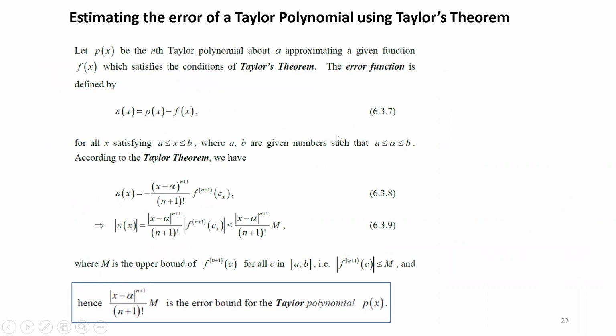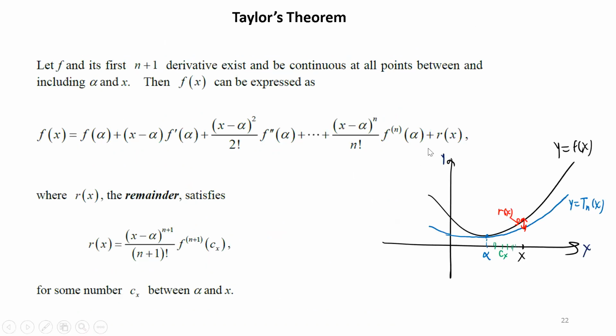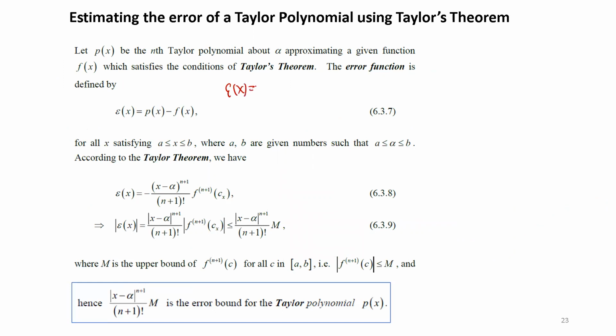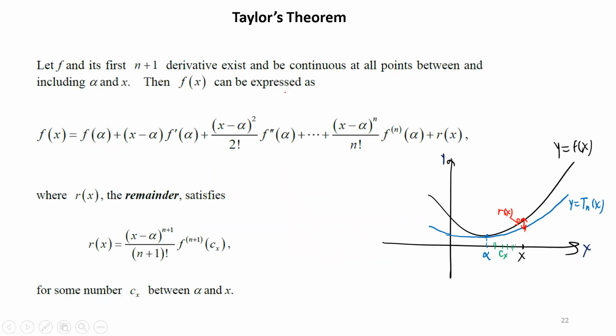Here I have the difference between the nth order polynomial and the actual function, defined like this. This is our epsilon x. Essentially, it's just the R of x over here. I'm just using a different notation, but you can see from the last slide that this epsilon x is actually equal to minus R of x. You can just do the subtraction here and see that.